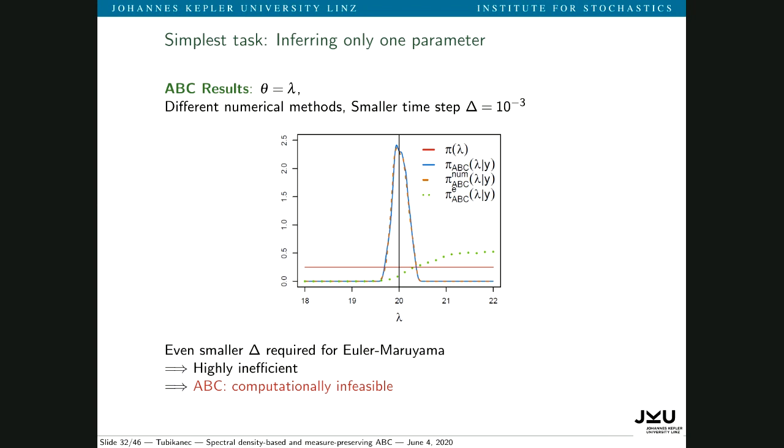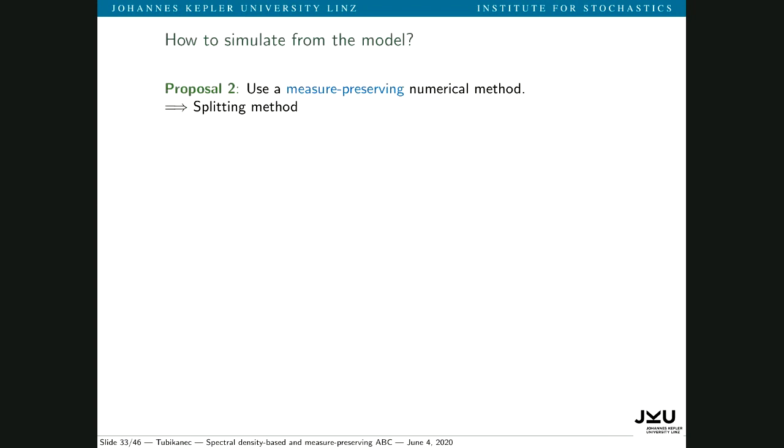Okay, so this means that what we propose to do is, whenever you use a numerical method, one should make clear that this method is really doing what we need. And in our case, what we need is that it preserves the underlying invariant distribution. And in particular, we are looking at so-called splitting methods. And these methods I'd like to introduce in the following.